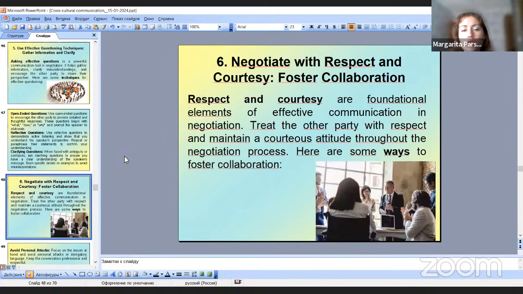Then next, negotiate with respect and courtesy. These are some ways that lead to fostering collaboration. We need to treat the other party with respect and maintain a courteous attitude. People, when you're communicating, just need to remember these ways if you want to collaborate further.